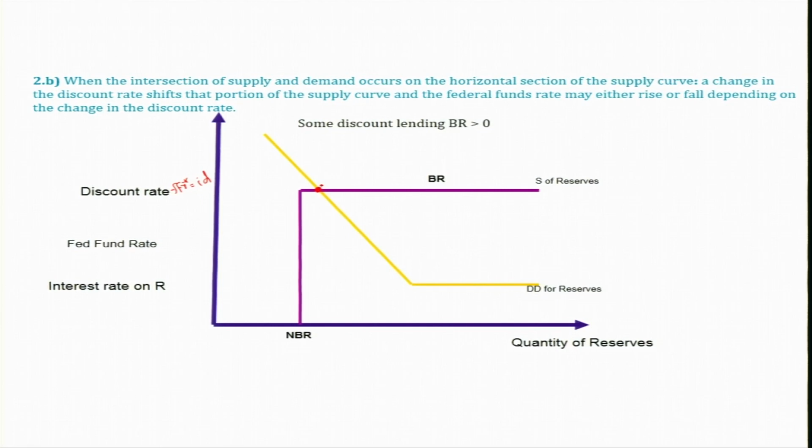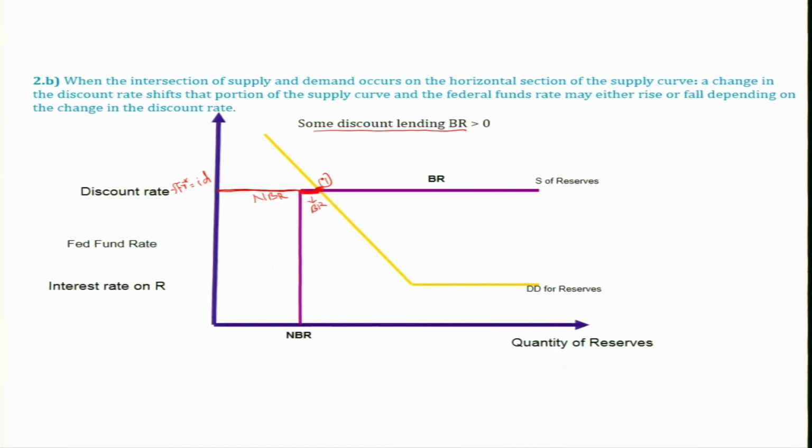The equilibrium happens at the BR section of the supply curve. That means here there are some discount lending. So this much, which I am marking in red color, is coming from the BR component, and this much of the demand and supply in the market is coming from the NBR component, that is through the open market operation, right. So this is the total quantity demanded and supplied, and of this the first part is NBR and the second part is BR. This is the initial equilibrium position where the equilibrium Fed fund rate is equal to the discount rate.